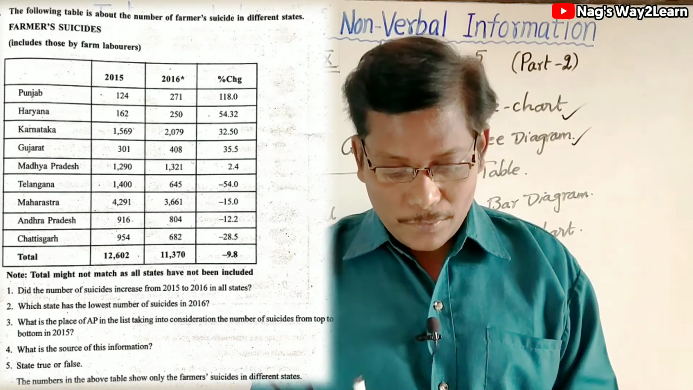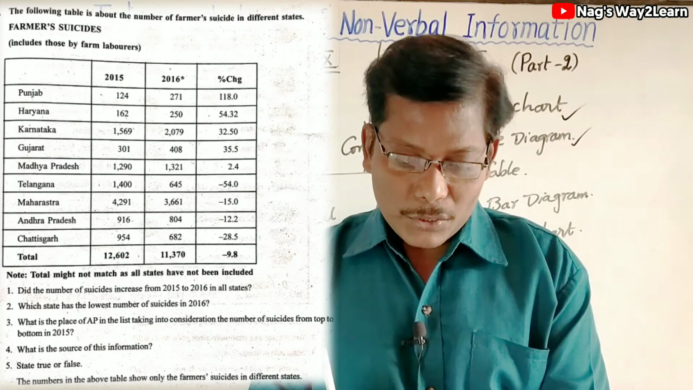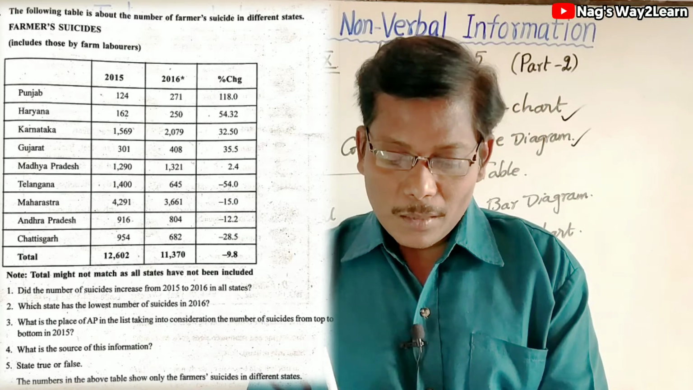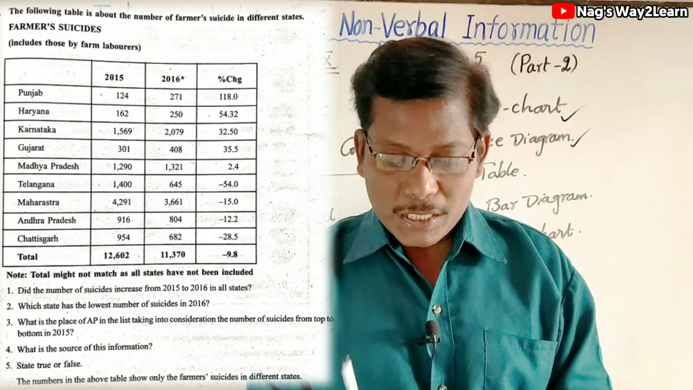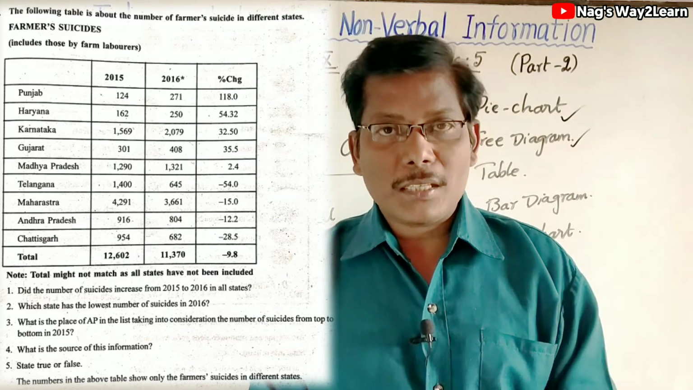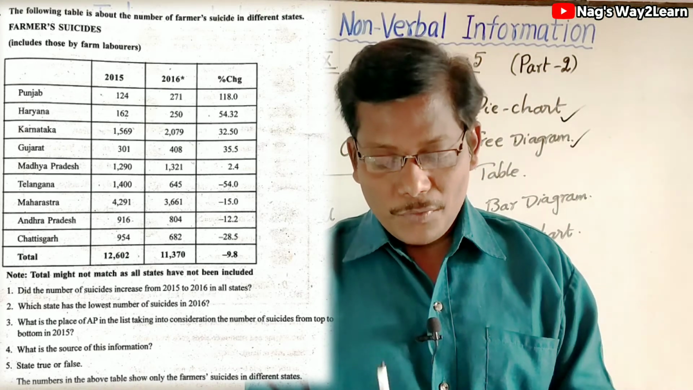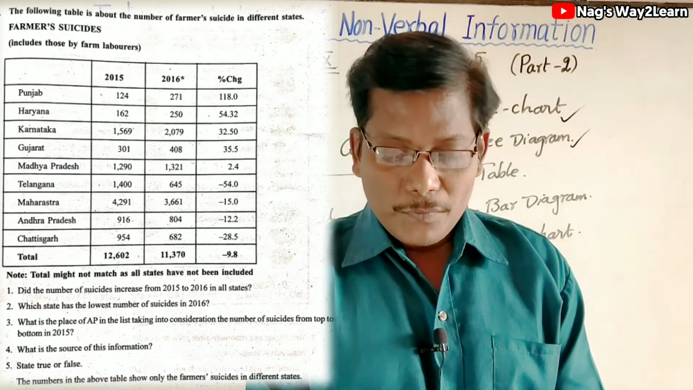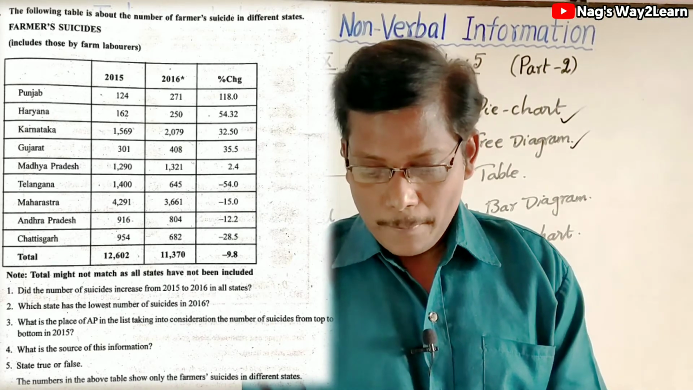At the end of the table, one note is given. Total might not match as all states have not been included. Source: Parliament questions. So where is this information taken from? This information is taken from Parliament questions. In the Parliament, some discussions took place, and from those discussions this information has been taken. After reading the table like this, let's attempt the questions.